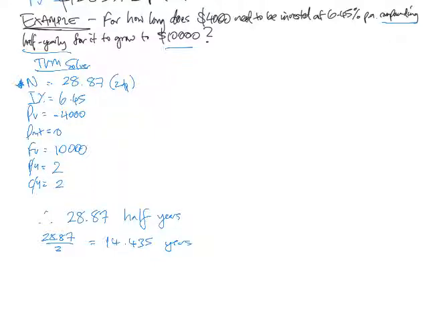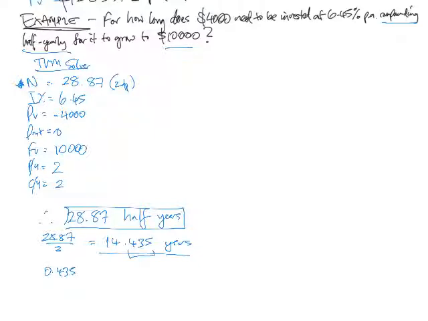And you only need to do it as accurate as the question asks. If it just asks you how long, well, this would be a perfectly acceptable answer. If it asks for it in years, then this would be a perfectly acceptable answer. If it asks you for years and months, then you need to do the extra steps. So you know it's 14 years. How many months is 0.435? It's not 4.35 months.